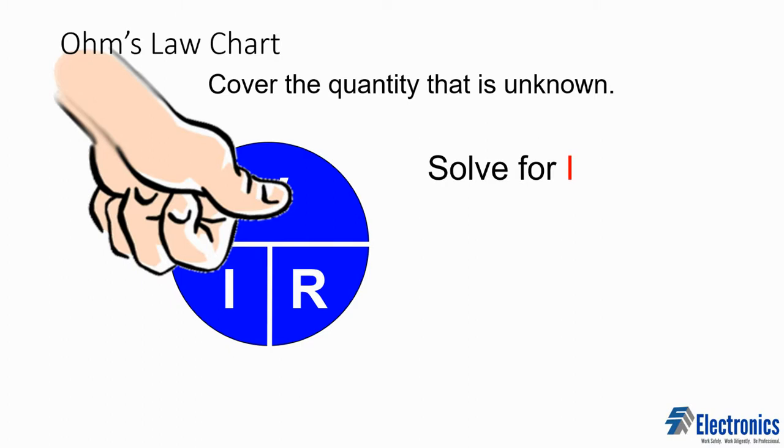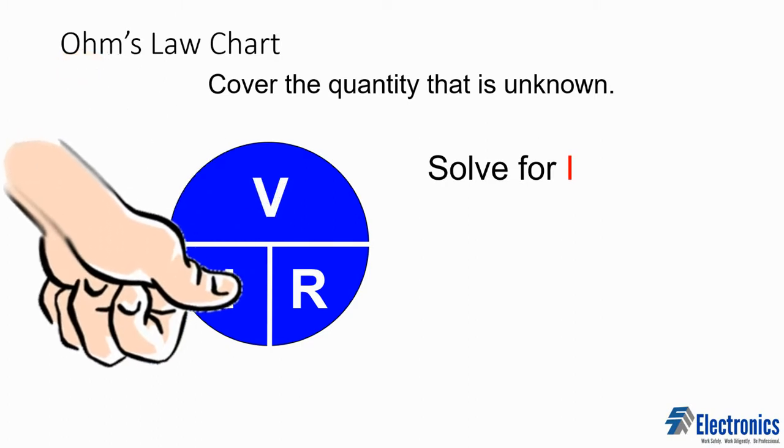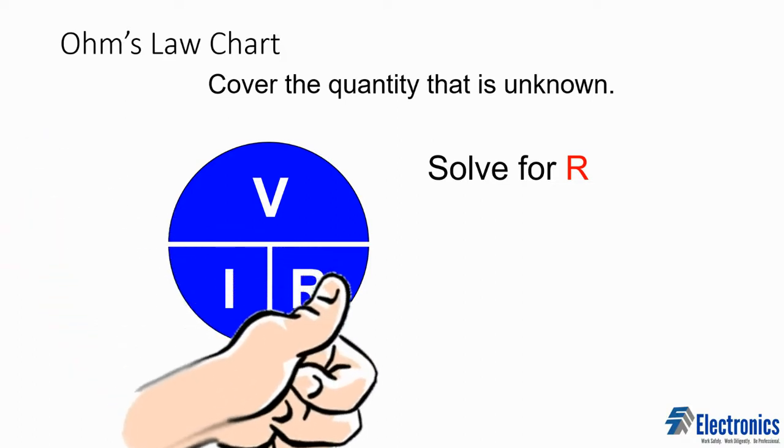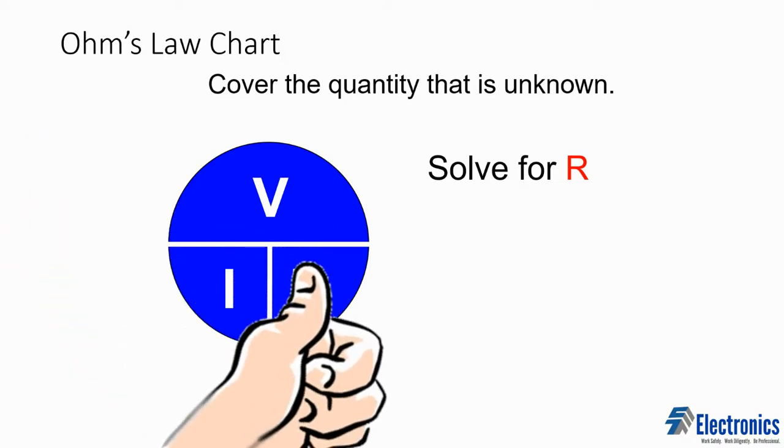If we want to solve for I, we're going to cover up the I. What we're left with is V over R. So to solve for I, we have voltage divided by resistance. Hopefully you can see where I'm going with the next part. When we solve for R and we cover up the R, what we're left with is V over I, or voltage divided by current, to give you your resistance.